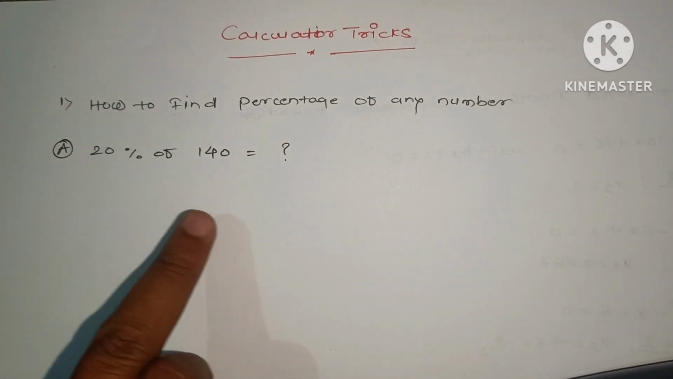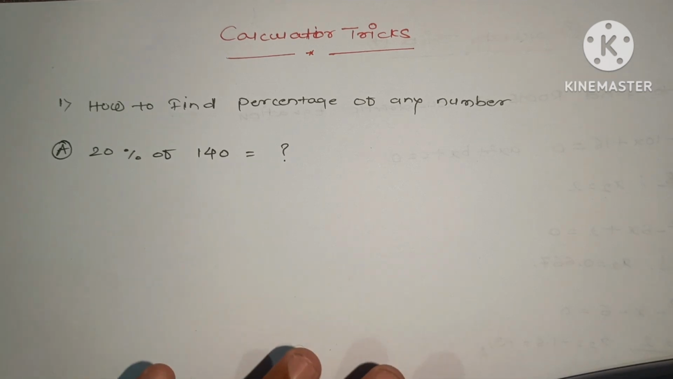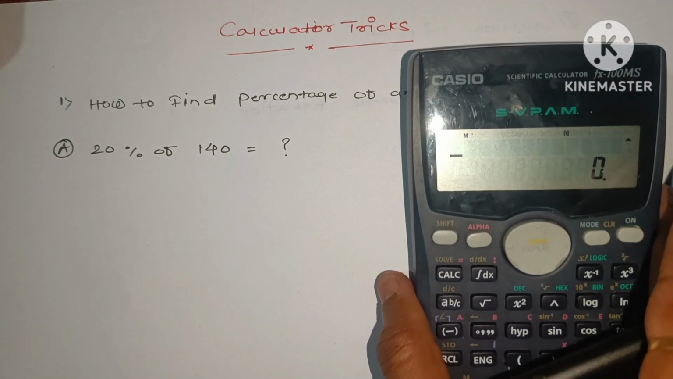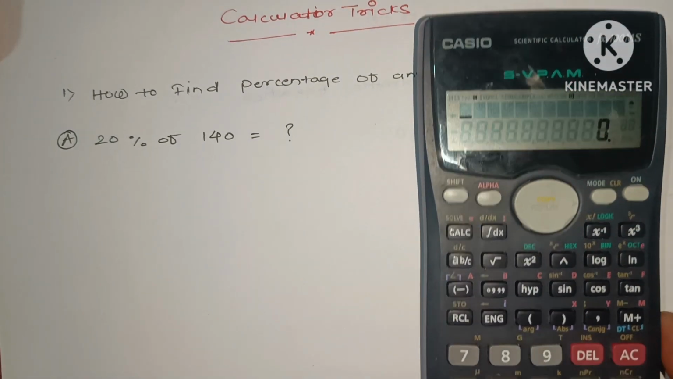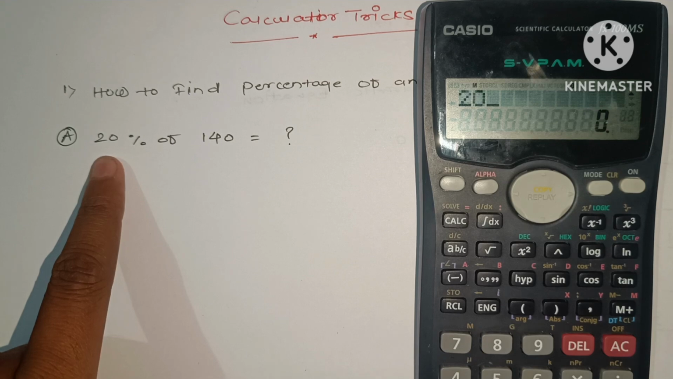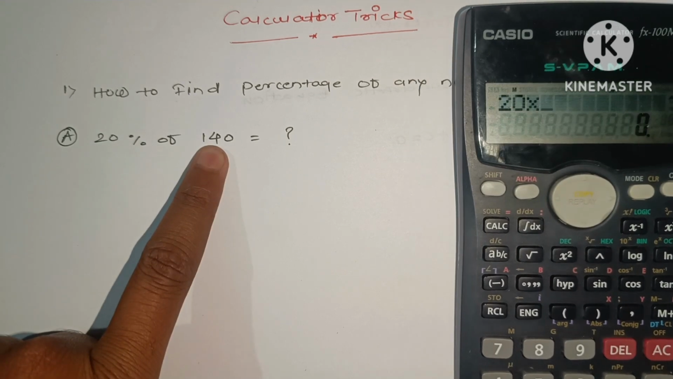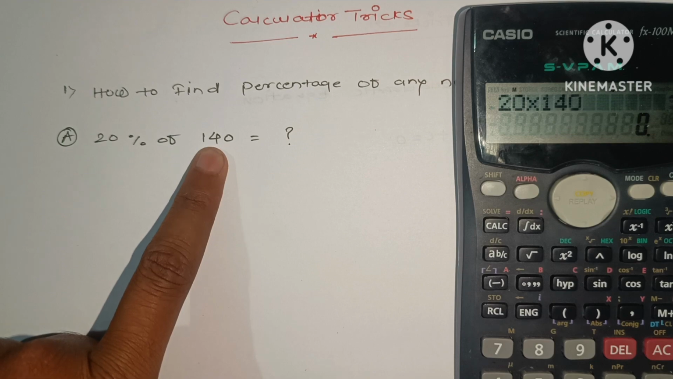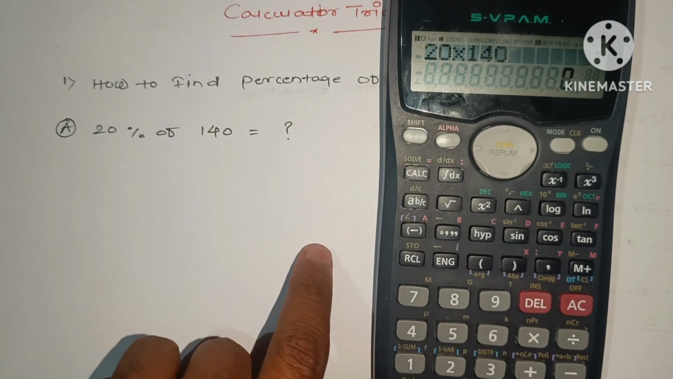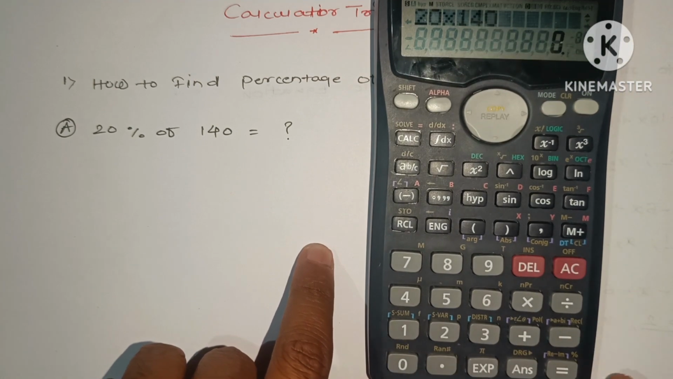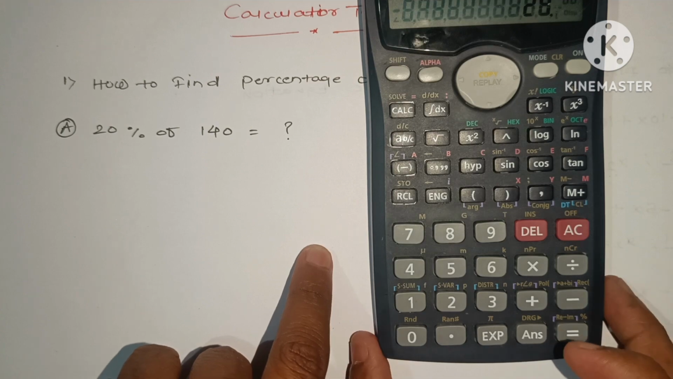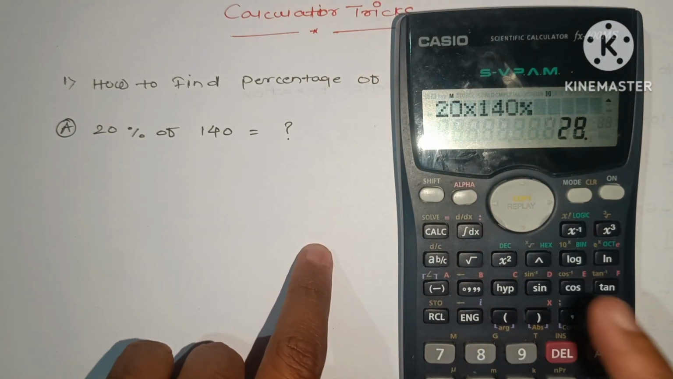20% of 140, we have to find out using the calculator. For that case, we will switch on the calculator and press first, we have to find 20%, so we will write 20 multiplied with 140. Okay, now we will press shift and we'll hit equal to, you can see it here, equal means percentage. So if I hit this one, the answer is 28.